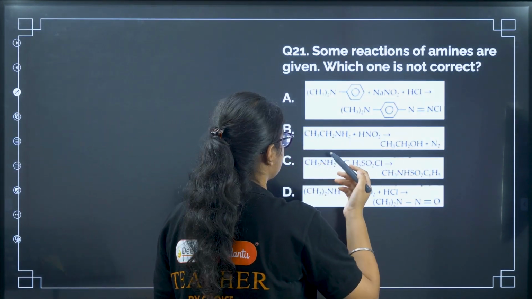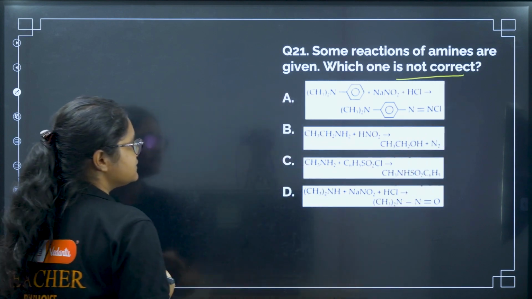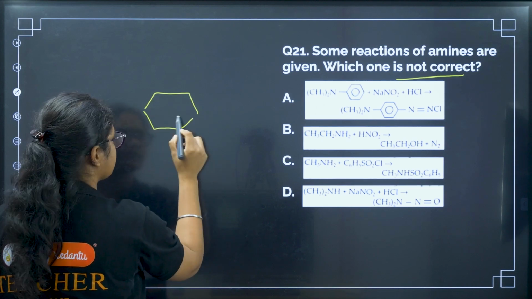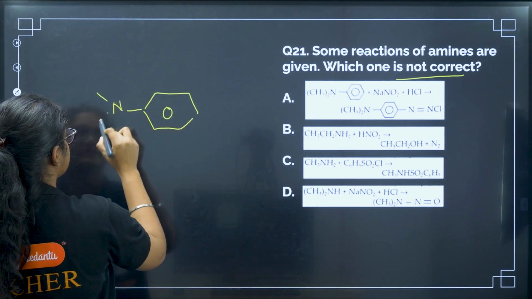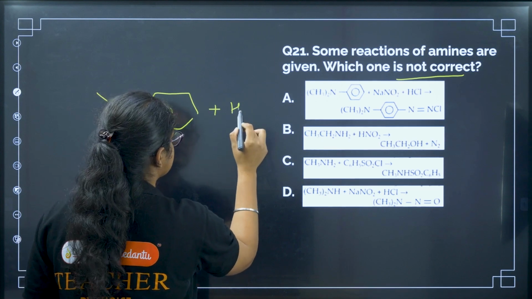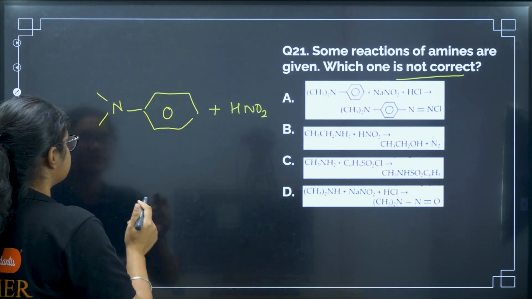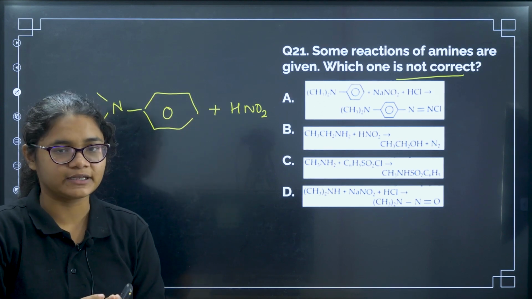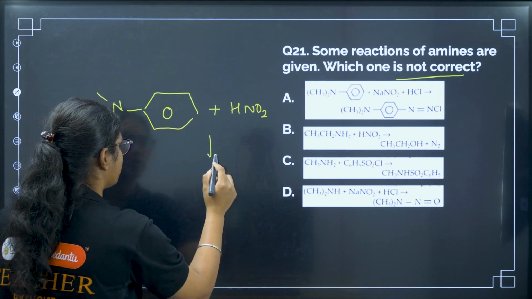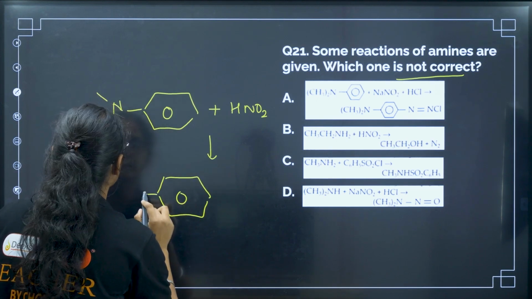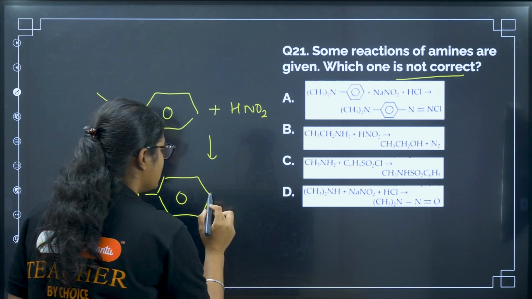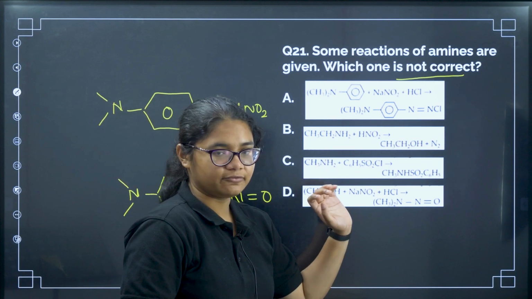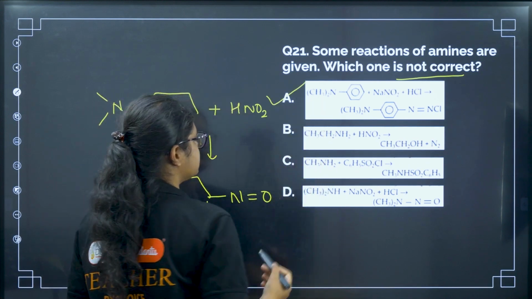Some reactions of amines are given. Which one is not correct? Okay, I think the first reaction is the wrong one. We have N(CH3)2 plus NaNO2/HCl, that is nitrous acid, right? When tertiary aromatic amines react with nitrous acid, it is an electrophilic substitution reaction with the nitroso group. So the product formed will have the nitroso group N=O added. But here the product is given differently, so this is the incorrect one. So the correct answer is option A.